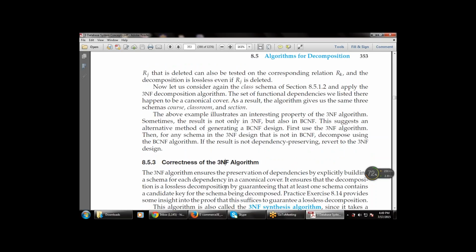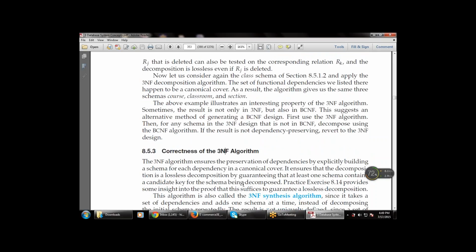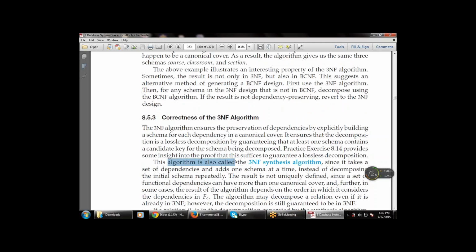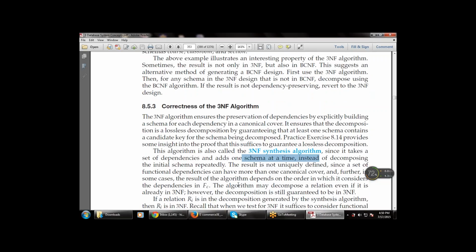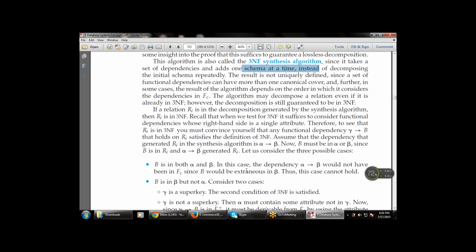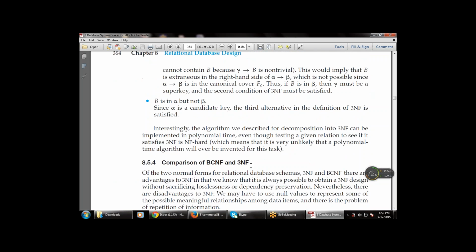Now what is the correctness of the 3NF algorithm? The 3NF algorithm ensures the preservation of dependencies by explicitly building a schema for each dependency in the canonical cover. The algorithm is known as the 3NF synthesis algorithm, since it takes a set of dependencies and adds one schema at a time. That is, only one schema is added at a time.